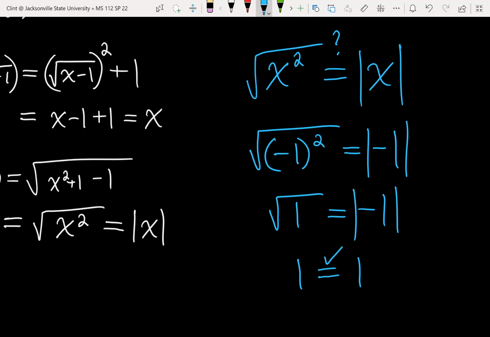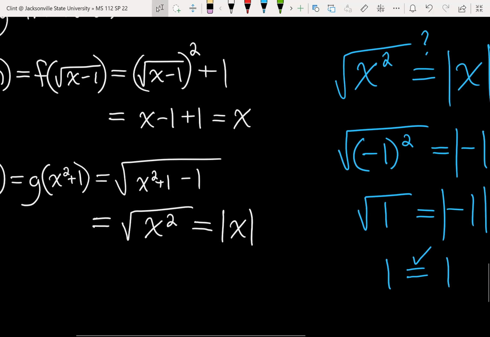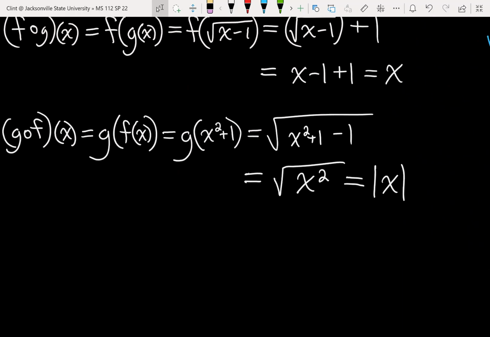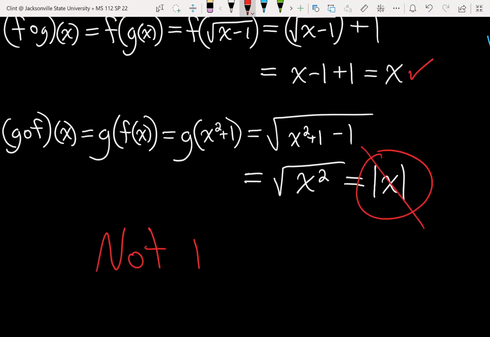So in this case, one way it worked, we got x. The other way, we don't get just x, we get absolute value of x. So those two functions, they look like they might be inverses, but they're not. So these are not inverses.